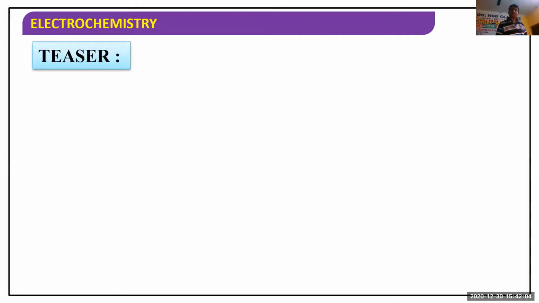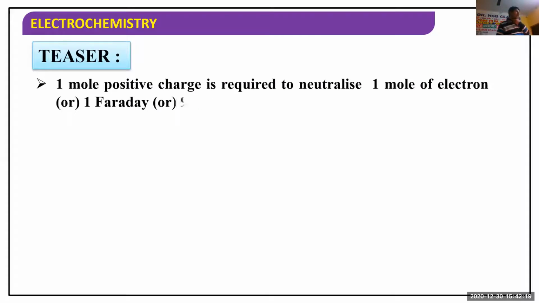Features, what are the features? A mole of positive charge is required to neutralize 1 mole of electron, or 1 Faraday, or 96500 Coulomb. Okay. 1 mole positive charge is required to neutralize 1 mole of electron, 1 Faraday. Mostly direct current is used as an external source of voltage.